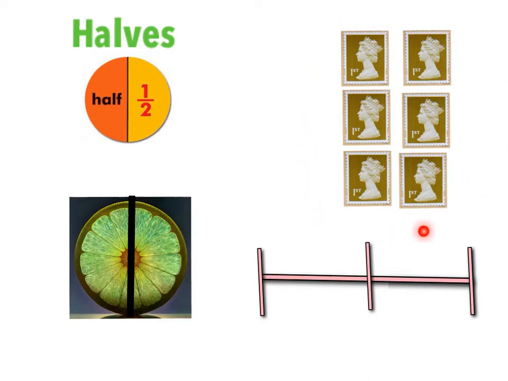Let's look now at collections. Here's a collection of stamps. Now when we talk about a collection, we talk about one whole collection. So even though I've got 6 separate stamps, I'm still talking about one whole collection. And we're going to partition that collection to create halves. So I'm simply going to, there we go, just draw a line down the middle. And I've successfully partitioned my collection into halves. I have 1, 2, 3 stamps on this side, 1, 2, 3 stamps on the other side. So I've got an even group within my collection of stamps.